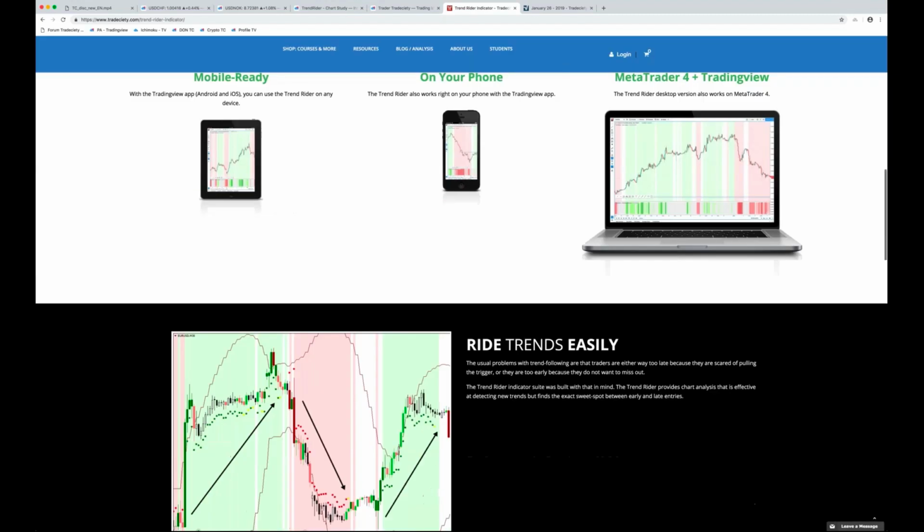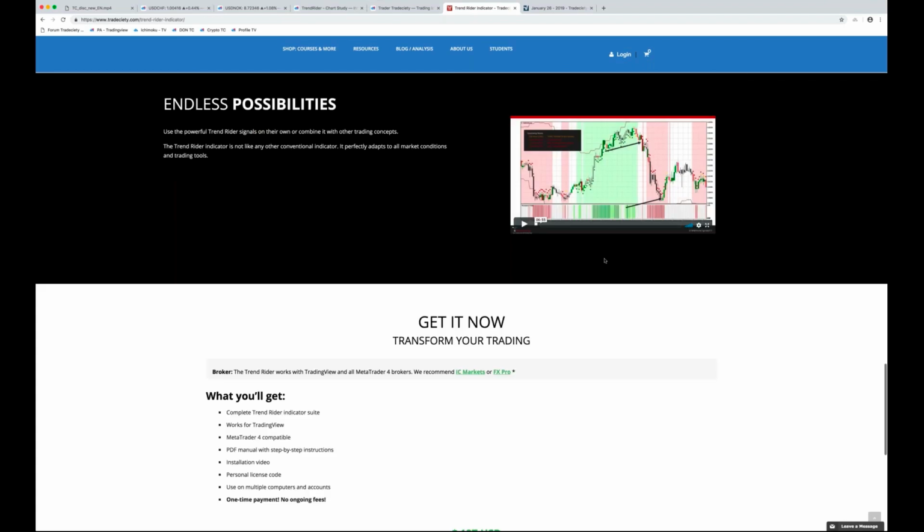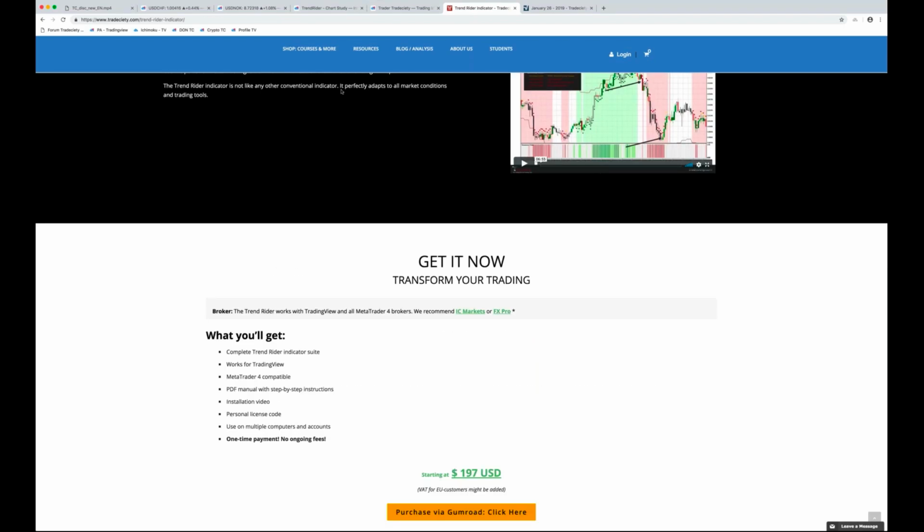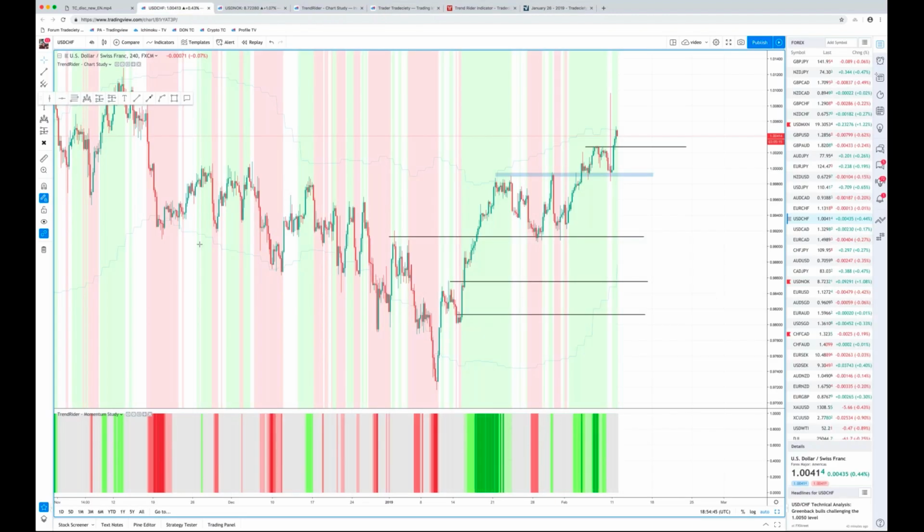So you can see the trend rider. There are a few videos here on my YouTube as well, and you will see that it's mostly used as additional confluence for breakout and momentum and trend following trading. Yeah, it's not meant to be automated.